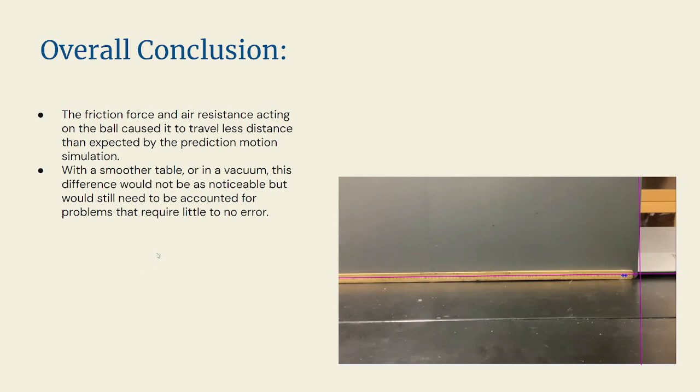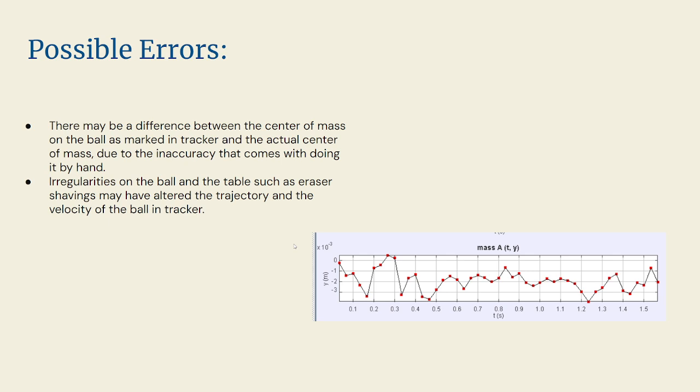So the overall conclusion is that the friction force and air resistance acting on the ball in reality caused it to travel less distance than expected by the predicted motion simulation. However, with a smoother table or in a vacuum, this difference would not be as noticeable, but would still need to be accounted for in problems that require no error. This experiment was quite useful for building some intuition behind what we do in class in terms of the problems and why we may ignore friction, because things can start to get very complicated, as shown by these possible errors.